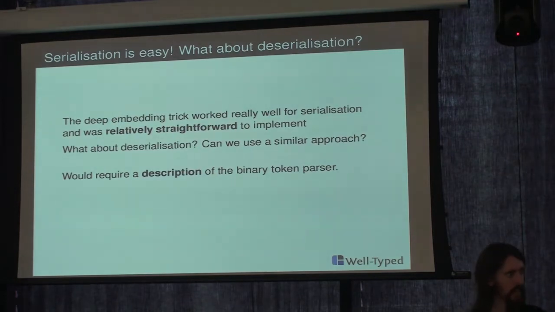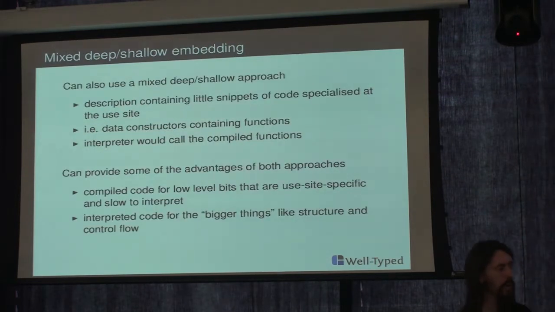Okay, so yeah, we would need a description, which is deep embedding, of our binary token parser if we wanted to try an approach like this with deserialization. Now, we don't have to just go for shallow or deep. We can actually mix the two. We can embed one inside the other. We can have a mixed deep, shallow.